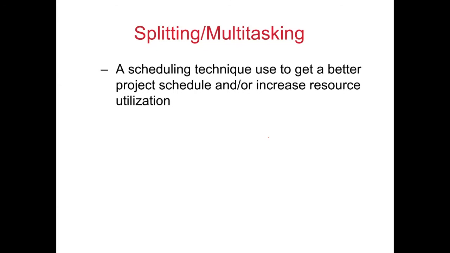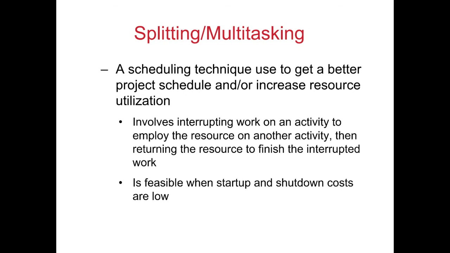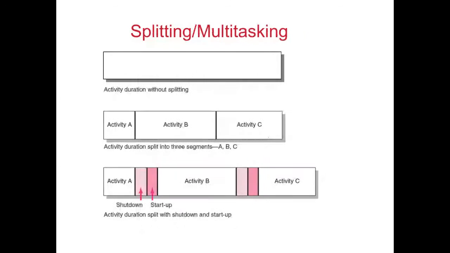Splitting or multitasking is a scheduling technique used to get a better project schedule and or increase resource utilization. It involves interrupting work on an activity to employ the resources on another activity, then returning the resource to finish the interrupted work. It is feasible when startup or shutdown costs are low. Again, this is something which has to be done in consultation with the contractor who is leading the work on this activity. And it's considered a major reason why projects fail to meet schedule.